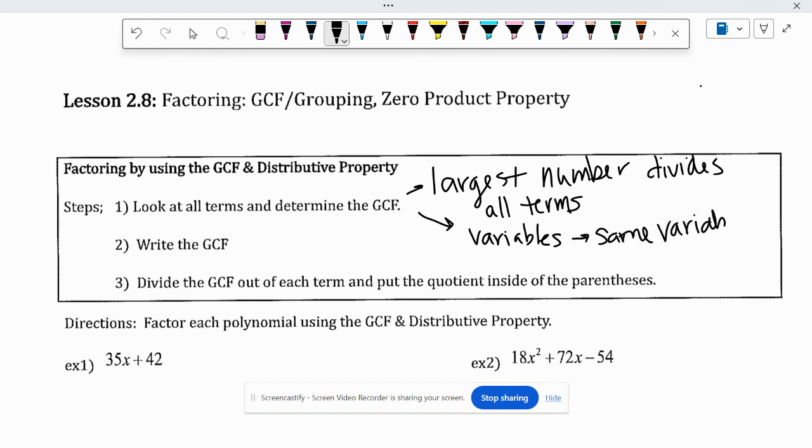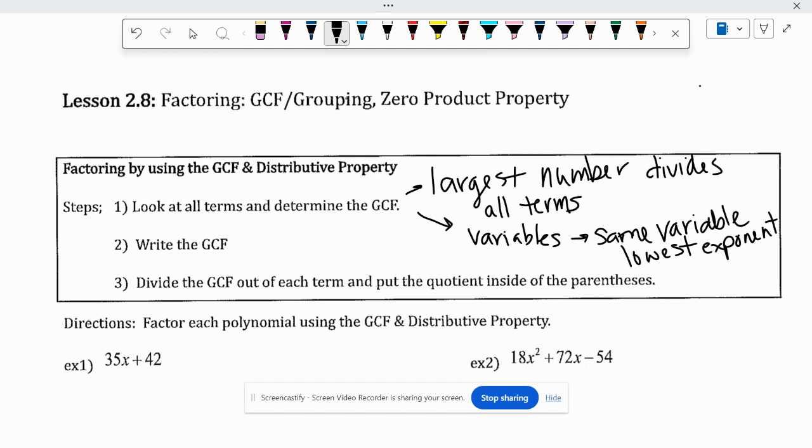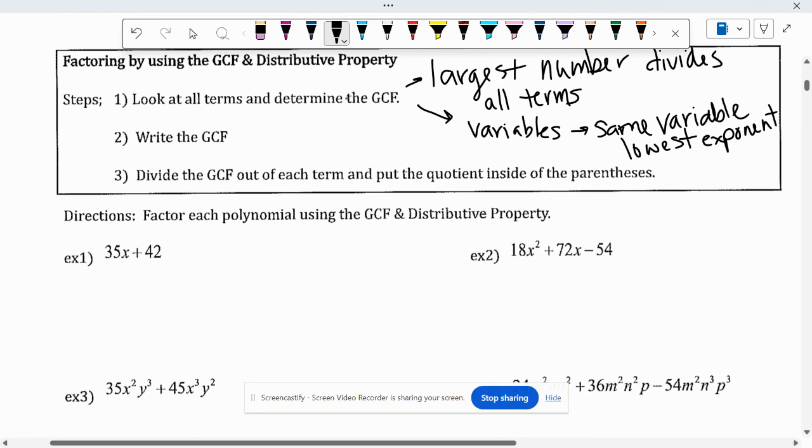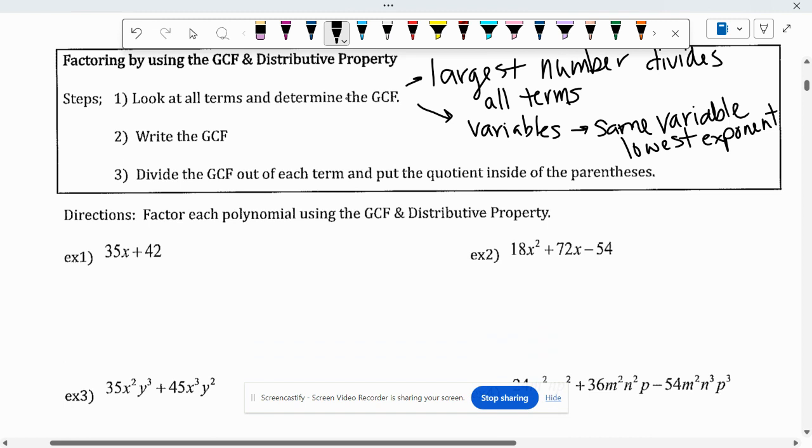Same variable, but the lowest exponent. Okay. You're going to write out that greatest common factor, and then you're going to divide every term by that. So I have also printed times tables for you because I think that sometimes we forget all of the things that we can divide a number by.